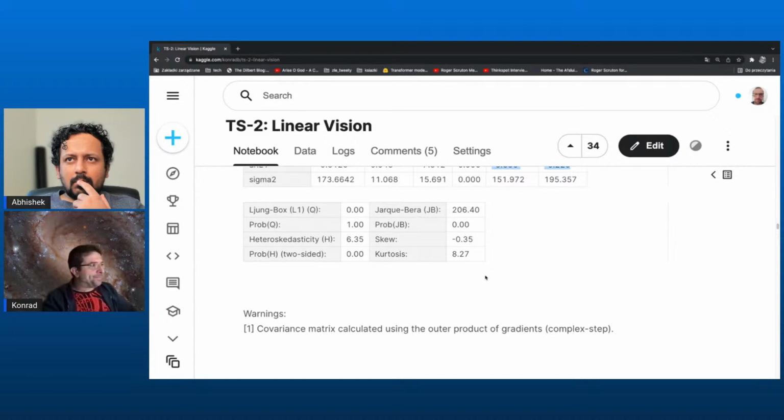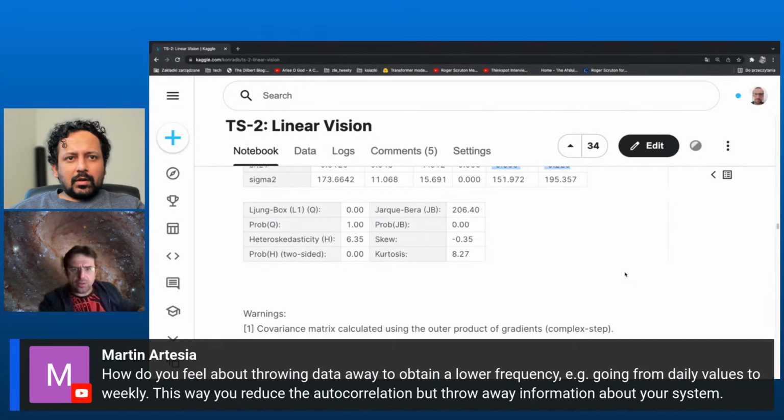Yes. There were a couple of questions about the quarterly data that you were showing previously. How do you feel about throwing data away to obtain a lower frequency, for example, going from daily values to weekly? This way you reduce the autocorrelation but throw away information about your system. That's actually not necessarily true. I mean, partly true. Oh my God, I sound like a Facebook fact checker. It's true that you throw away information about your system. You do not necessarily always reduce autocorrelation. Frequently you do, or at least you smooth things out a little bit.